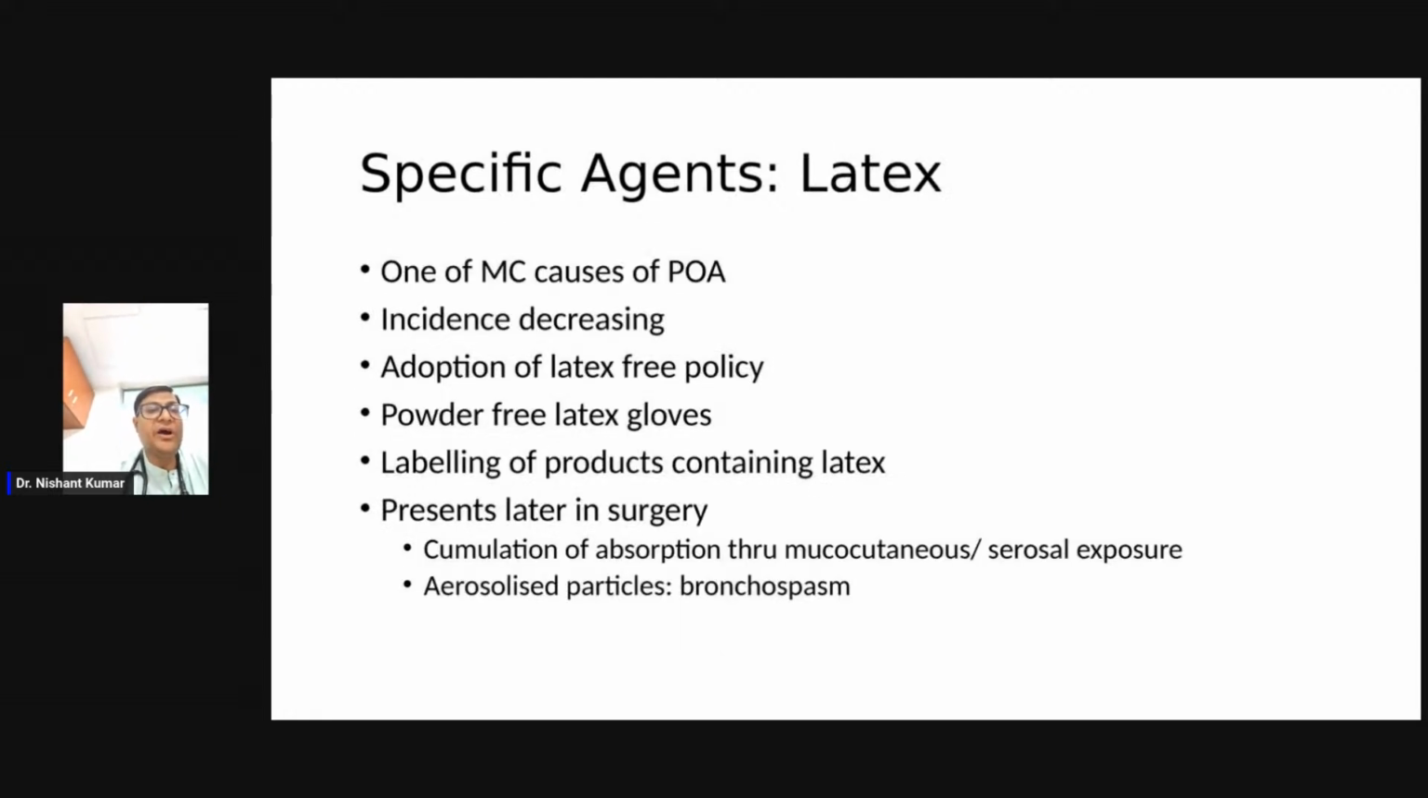So latex is again one of the most common causes of perioperative anaphylaxis. Incidence, however, is decreasing because of the latex-free policy, powder-free latex gloves, labeling of products containing latex, and it usually presents later in surgery because of cumulative absorption from mucocutaneous and serosal exposure. So that is the most important part. And aerosolized particles may cause bronchospasm. Next, please.